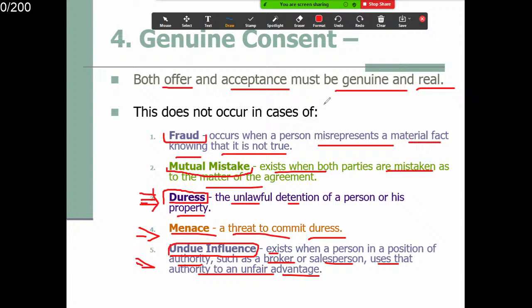So all different types of things that make it uncomfortable to sign the contract: undue influence, menace, or duress. And of course, you have your casual mistake or carelessness, or on purpose, or doing fraud.